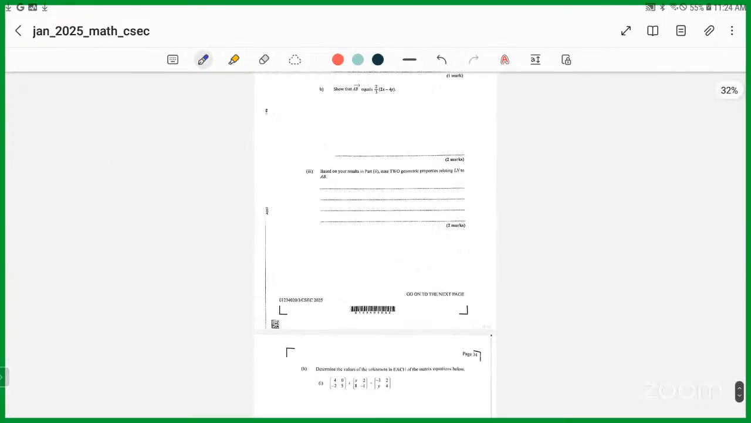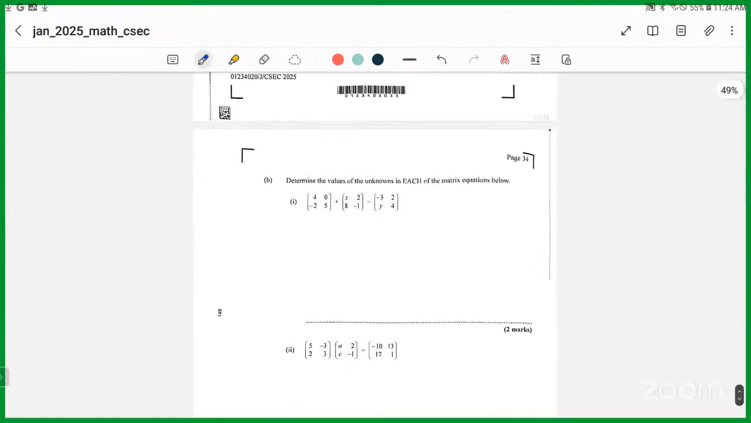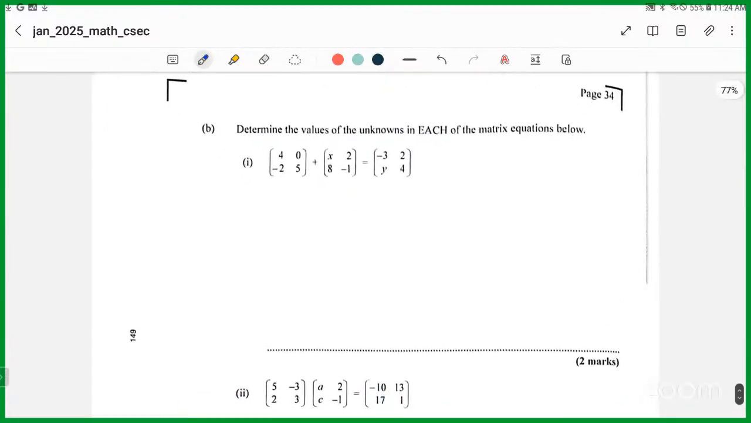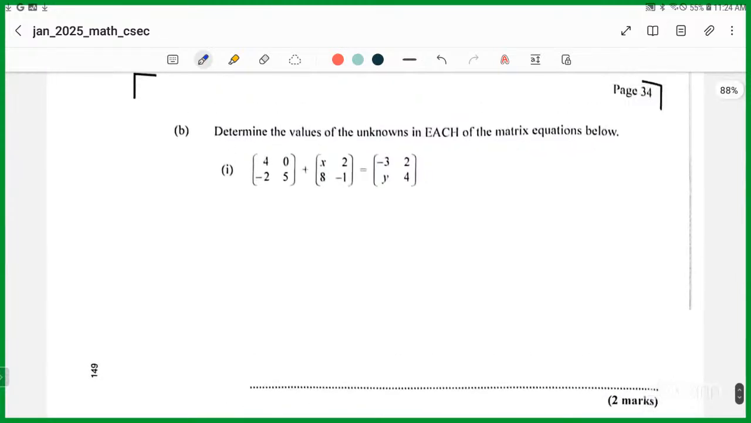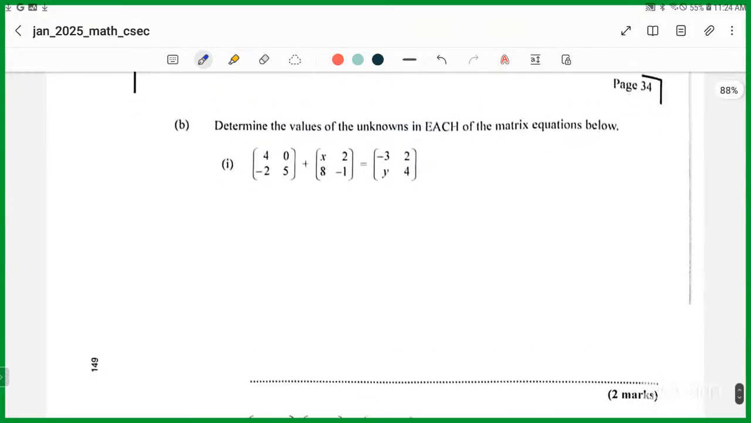Alright, so let's look at it. Simple matrices question. First part says, determine the value of the unknowns in each of the matrix equations below. So these are your unknowns. And that's a plus. It means that you're adding these two matrices and this is the result. It means then that this value plus this value is equal to this value. So we can set that up: 4 plus x equals negative 3.